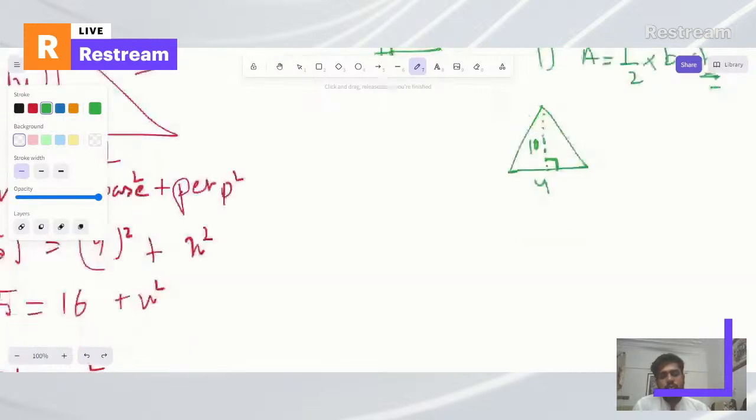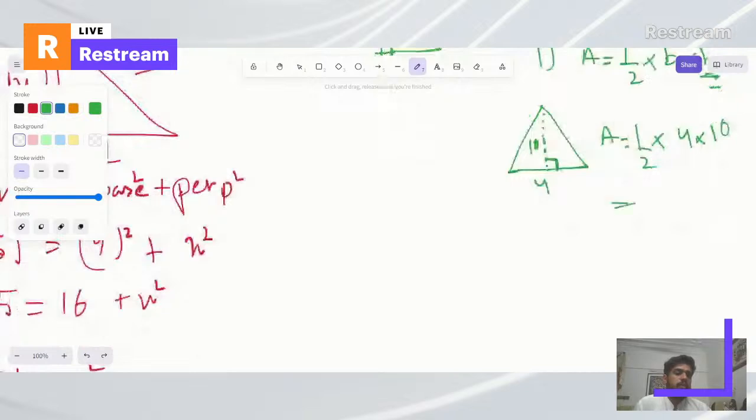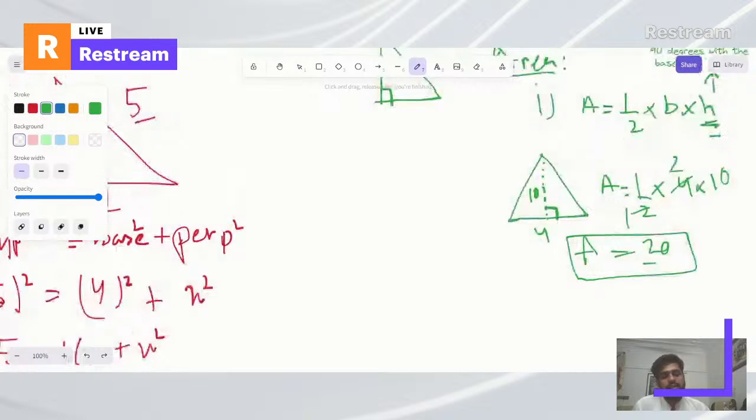Now the area of this triangle is going to be half times base, which is 4, times height, which is 10, right? So 2 times 1 is 2, 2 times 2 is 4, so 2 times 10 is 20. So that's going to be our area. It's pretty simple, right? Now let's say it is 4 centimeters and 10 centimeters, so the area is going to be centimeter square. The units are very important in terms of area.